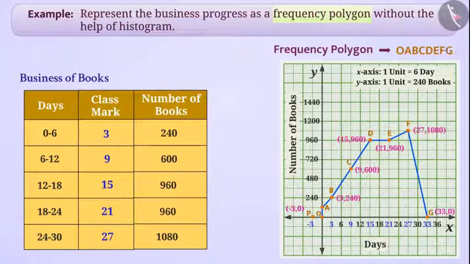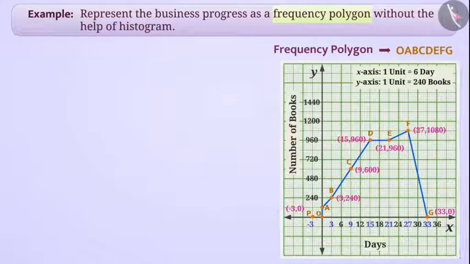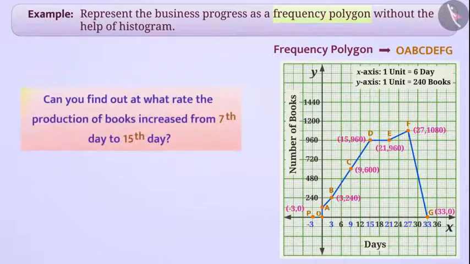OABCDEFG. By looking at this frequency polygon, we can get various information like the production of books increased till the 15th day, then remained steady till 21st day, then increased till 27th day and then decreased. Can you find out what rate the production of books increased from 7th day to 15th day? Do discuss it with your friends and find out the answer.